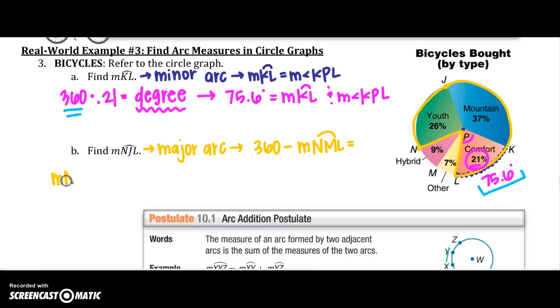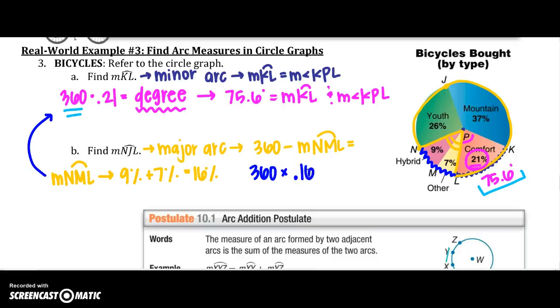Now I can find the measure of NML because my percentage is 9% plus 7%, which gives me that piece of the pie is a total of 16% right there. So again, I am trying to find this arc so I can subtract it from 360. So going back to look at what we did up here, I'm going to take 360 and multiply that times 0.16, which is equivalent to our 16%. So I come up with that to be 57.6. So NML is 57.6 degrees of our entire circle.